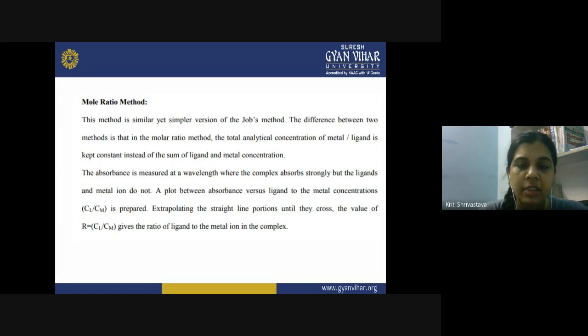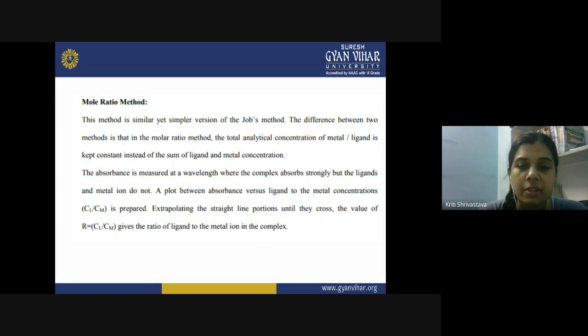Lambda max is the wavelength at which a particular complex under study shows maximum absorption. Otherwise, the metal ions and ligand do not show absorption at this wavelength. So you can say that this lambda max is actually characteristic of the metal complex, and it shows that the metal complex has been formed. The stronger the absorbance value that we get at this wavelength, the greater will be the concentration of metal complex formed.